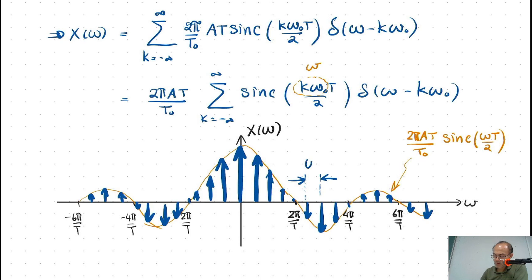This is omega 0, or 2 pi over t0. And t0 is greater than t, so omega 0 is less than 2 pi over t, which is the zero crossing. Okay? So this is the frequency spectrum of a rectangular pulse signal.